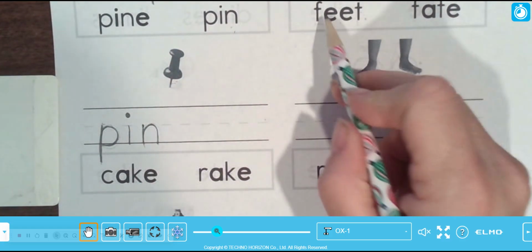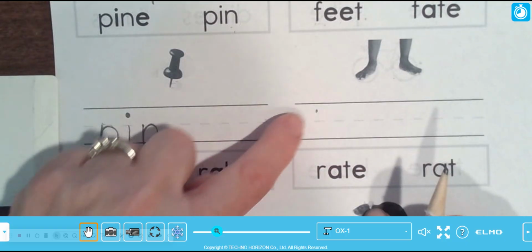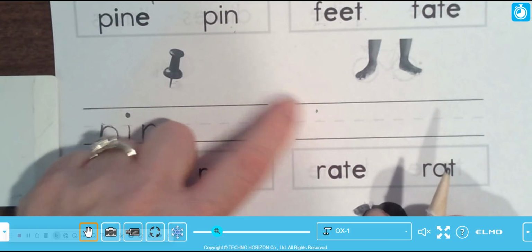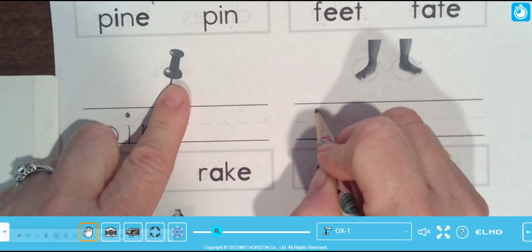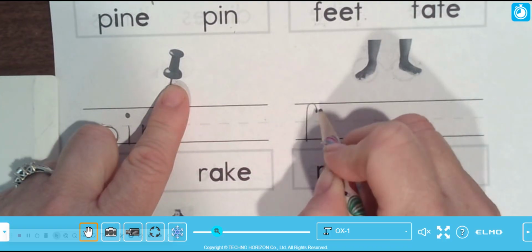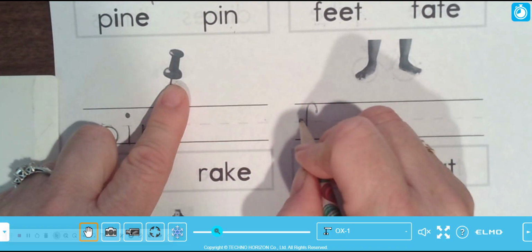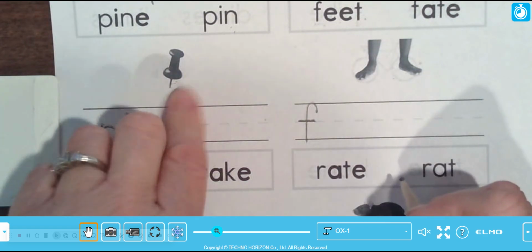Okay. The F starts almost at the top, not all the way at the top, right here, just a little bit before you get to the top. Then you go touch the top, turn, and go straight down to the bottom. So right here, touch the top, turn, and go straight down to the bottom, and then cross.